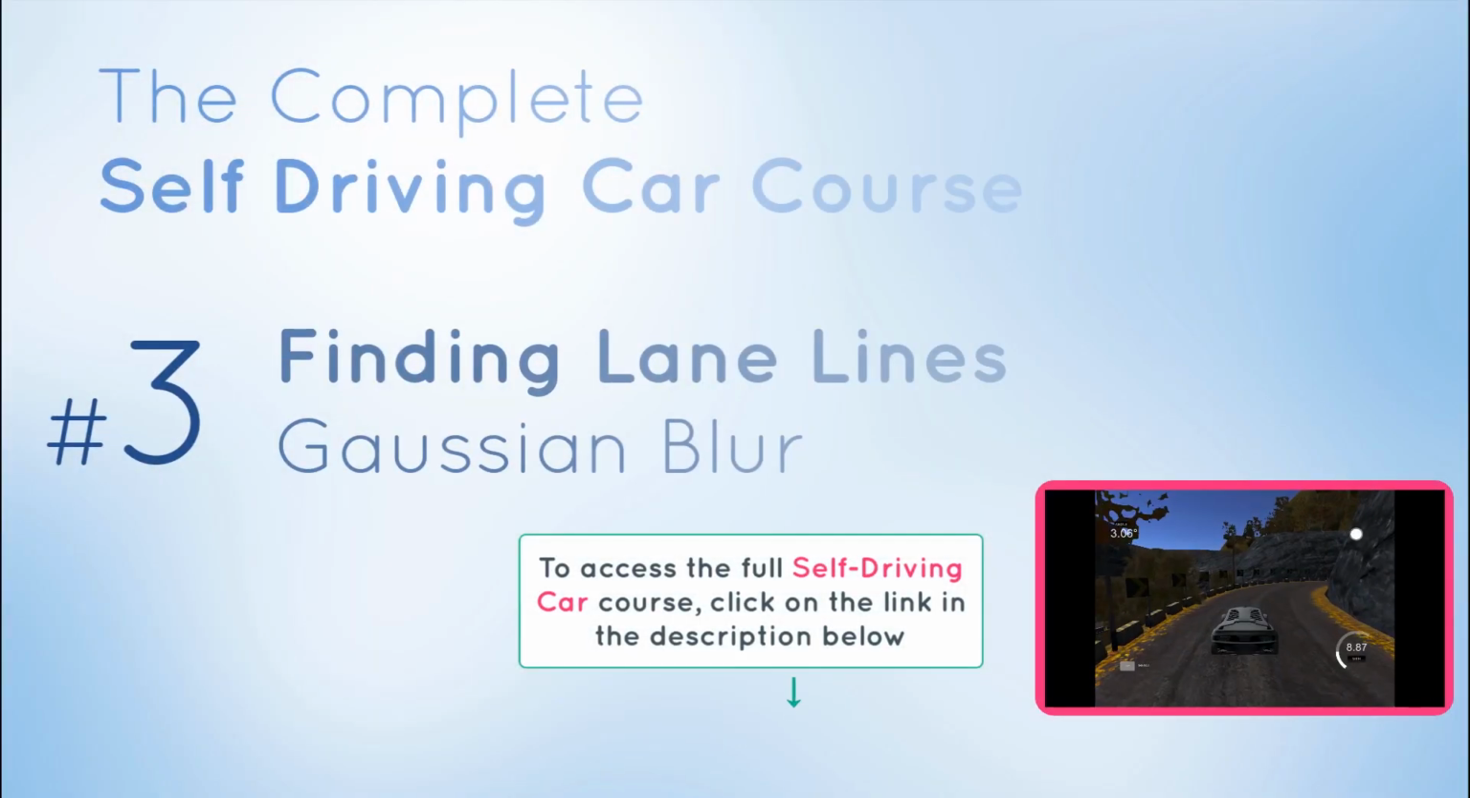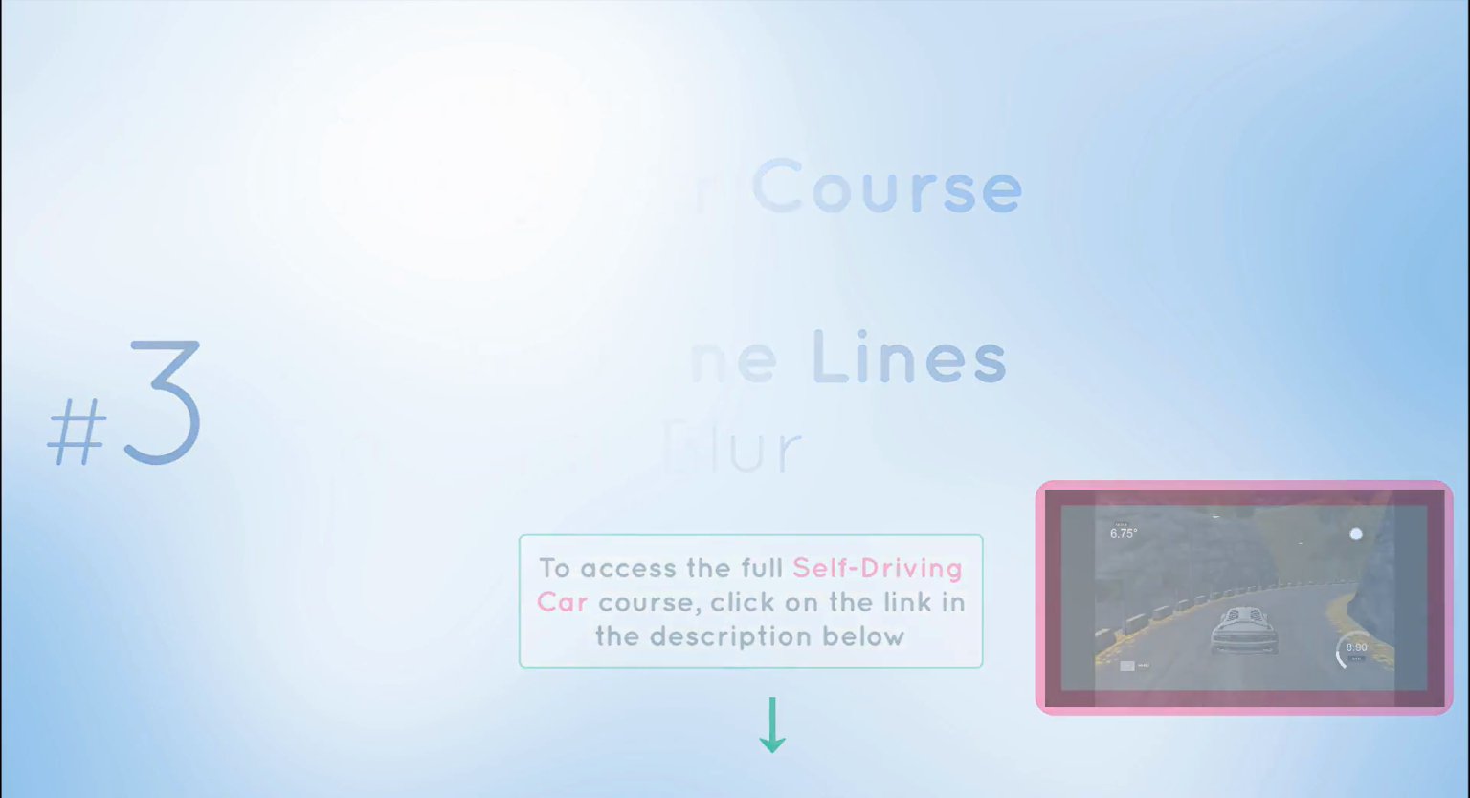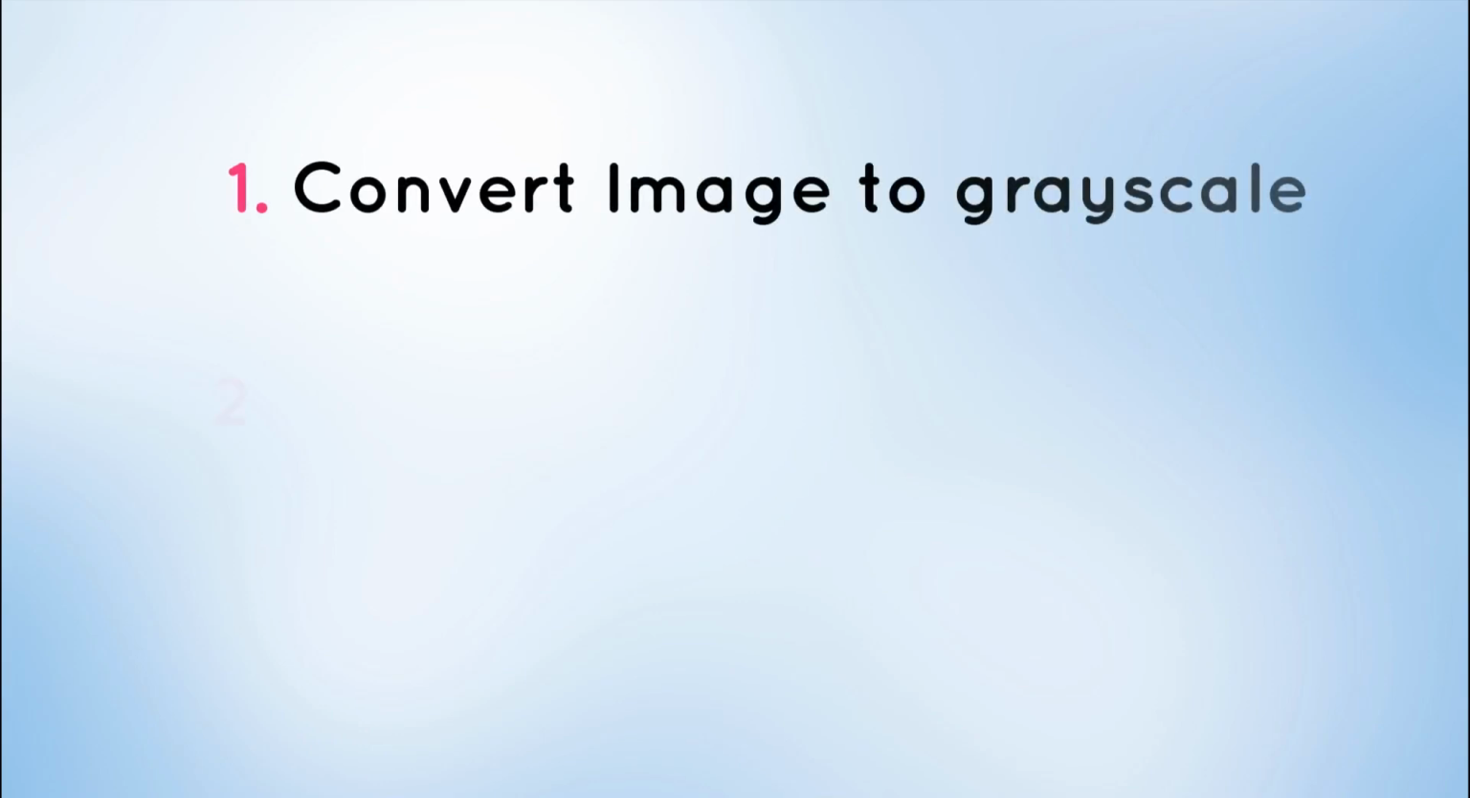Welcome to lesson number 3. In the last lesson, we applied step number 1, which was to convert our image to grayscale. Step 2 is to now reduce noise and smoothen our image.